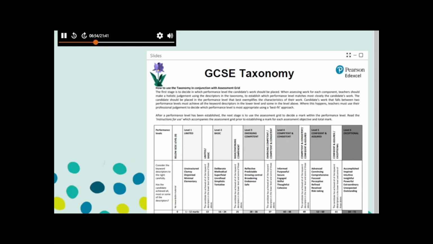After a performance level has been established, the next stage is to use the assessment grid to decide a mark within the performance level. Teachers should read the instructions for use, which accompany the assessment grid, prior to establishing a mark for each assessment objective and a total mark.